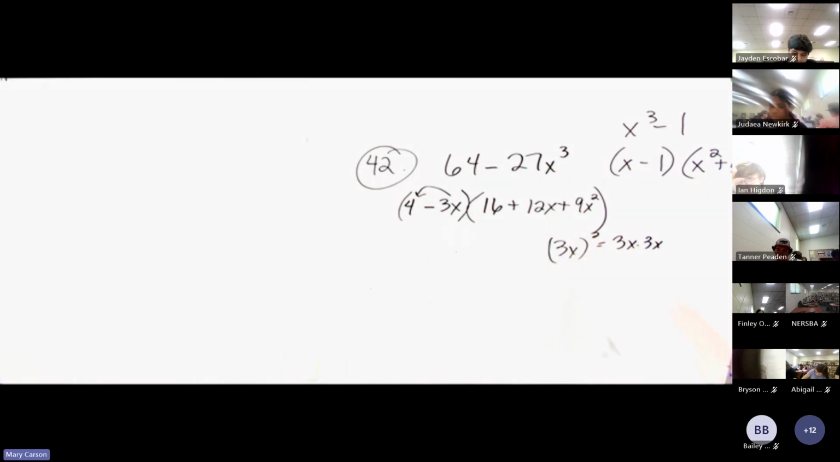So this is the easiest way to do it. I mean, you could have brought out a negative, and then it would have changed it to a sum of cubes, but this is the easiest way to do it, in my opinion. It's just knowing the pattern. Questions on that one? All right.